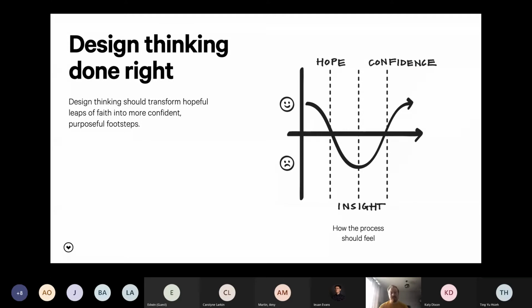But ultimately, design thinking is about trying to do this. You're going from some hopes and leaps of faith on the left to having confidence in your idea. And everyone just expects it to be a really flat, linear process, going from left to right, going through a process, everything's easy. But actually you're going from happy to sad moments. It's messy, it's really messy.